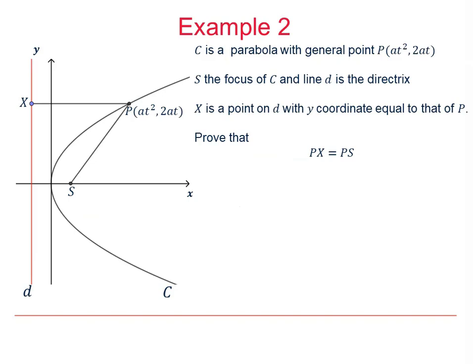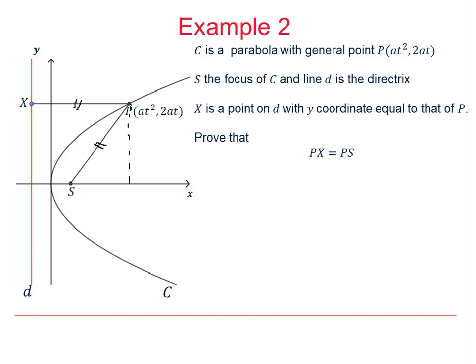The second example I want to look at is actually a proof. It's a proof of a fact that we've already met, the idea that the distance between a point on a parabola and the focus, so this distance PS, is equal to the distance from the directrix, PX. So we're going to prove PX is equal to PS. Now you don't actually need to know this proof for AS level, but it's not difficult, so it's worthwhile looking at just to see how it's done. It's pretty standard actually.